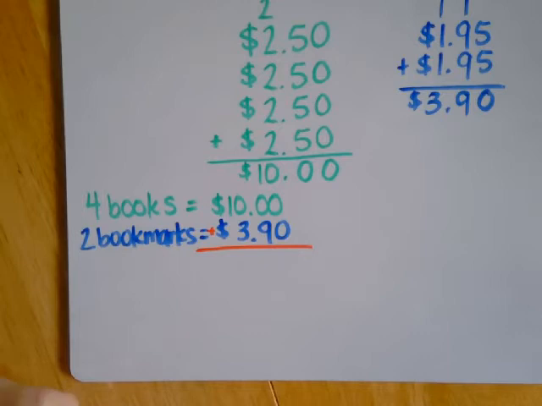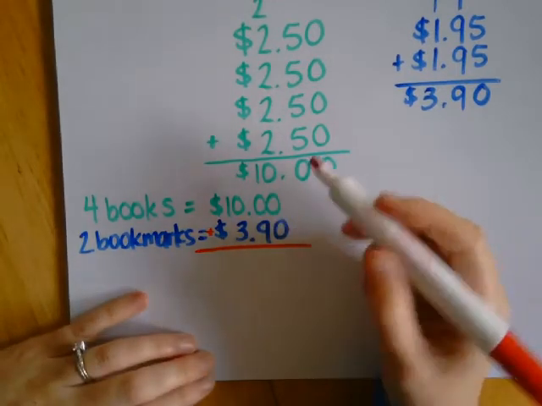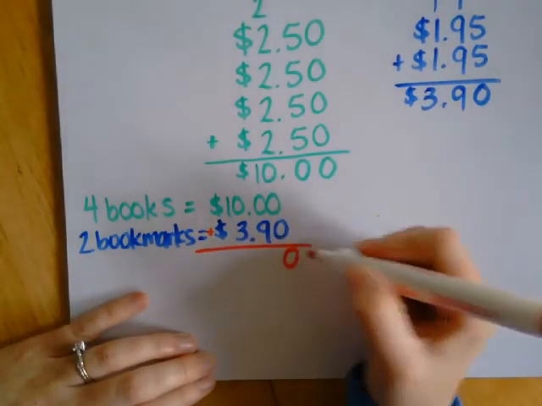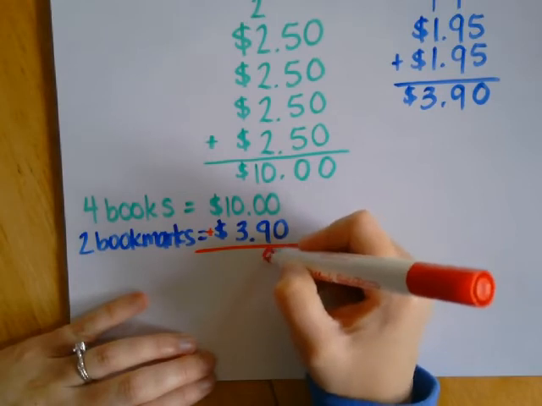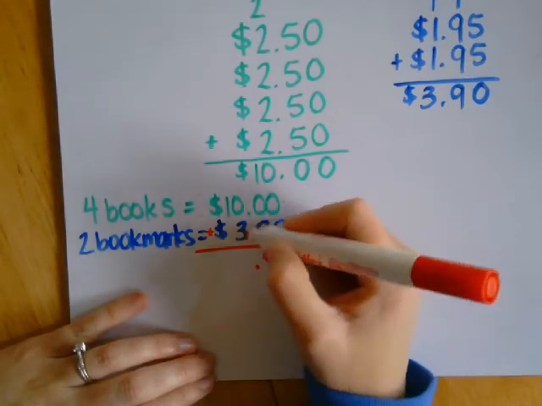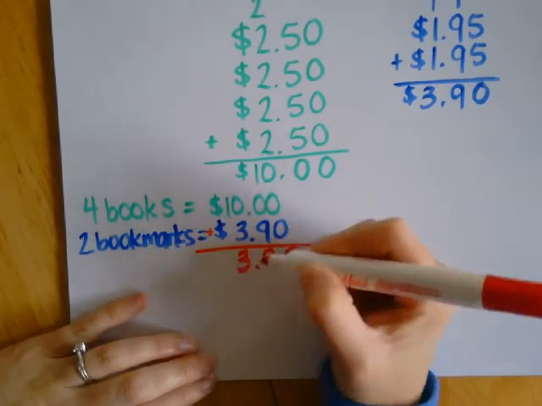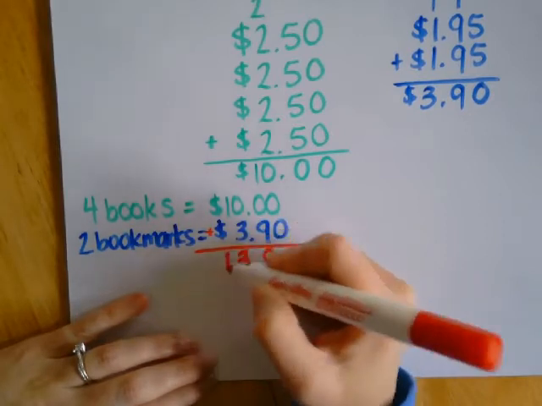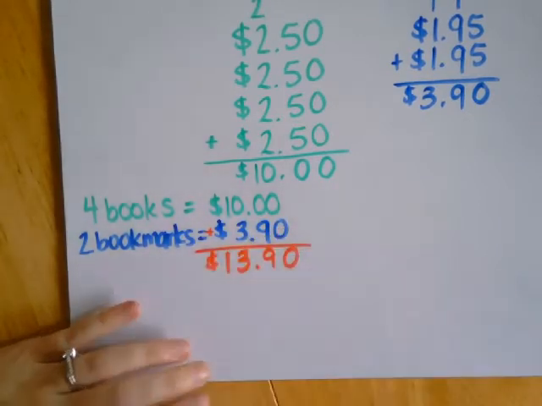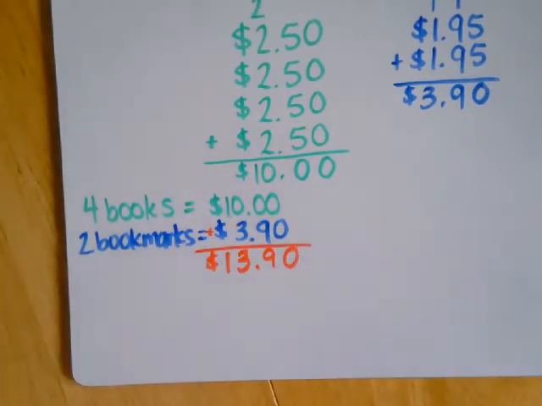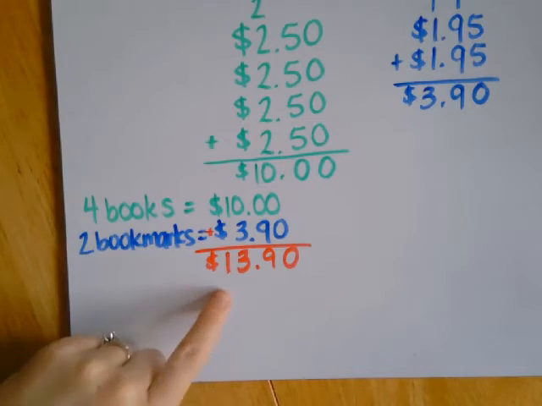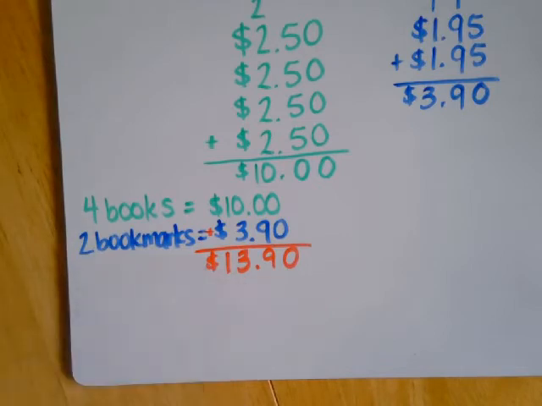All right, starting in the hundredths place, 0 plus 0 is 0. 0 plus 9 is 9. 0 plus 3 is 3. And 1 plus nothing is still 1. So if we wanted to know how much Adrian spent at the book fair, when he bought 4 books and 2 bookmarks, he spent $13.90.